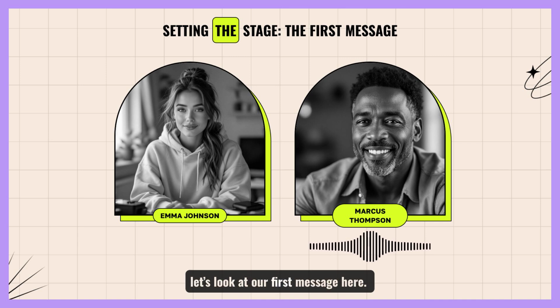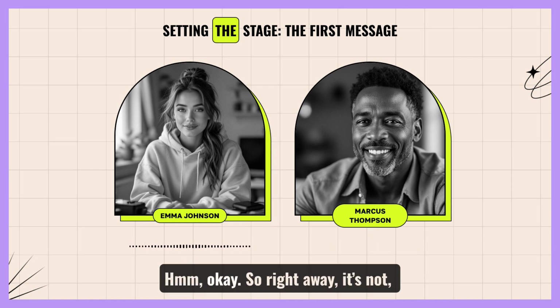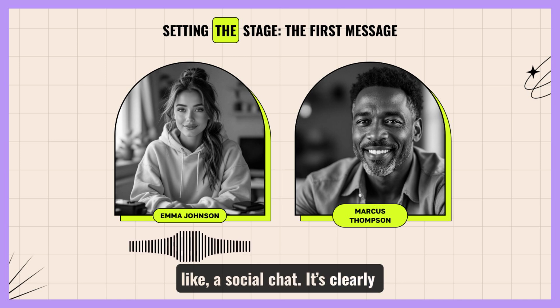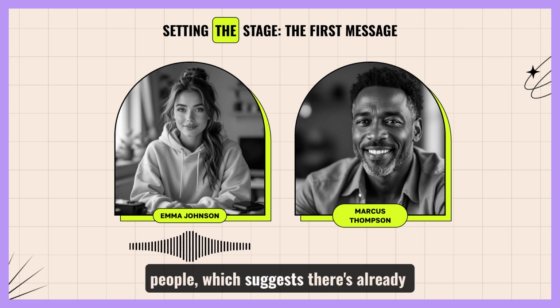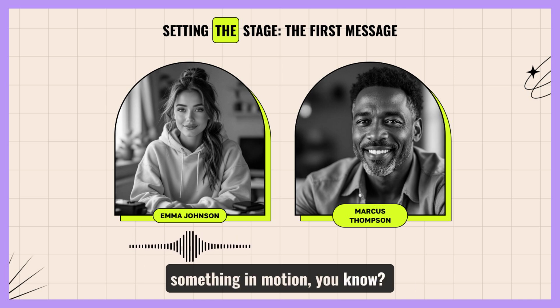So let's look at our first message here. It comes from Alex Turner, time-stamped 9:15 a.m. And Alex says, "Hi, everyone. Just a reminder that the presentation schedule for Friday's team meeting needs to be confirmed today." Okay. So right away, it's not like a social chat. It's clearly work-related. Alex is reminding people, which suggests there's already something in motion, you know?